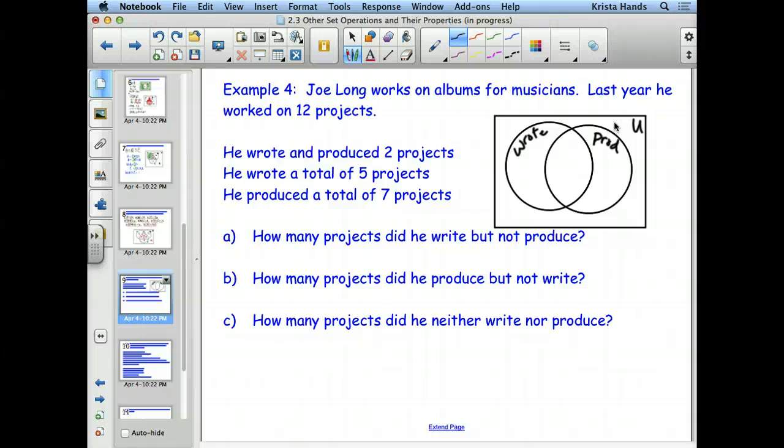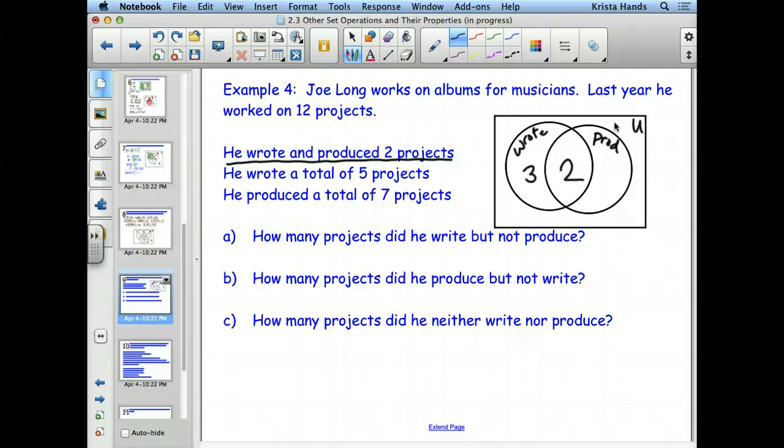Where am I going to start? What they have in common. That overlap in the middle, which will have how many in it? 2. The 2 here in the middle comes from this piece right here. He wrote and produced 2. And that means you've got the overlap, the intersection. Can we move on to the 5 projects? It says he wrote 5. So there's 3 out here. Don't be tempted to put a 5 out there. That's not what it said. There's only 3 on the outside there, because the whole circle that we called wrote has to add up to 5, because it represents everything you wrote.